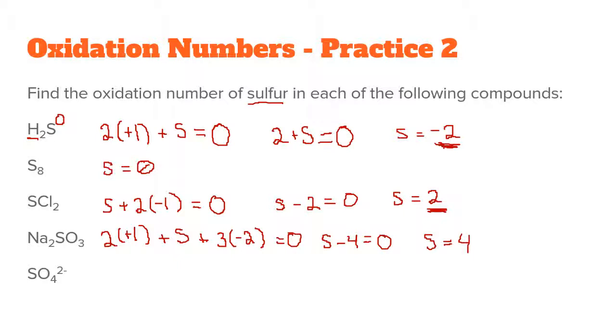Now for this last one, again, we don't know sulfur. We have 4 oxygens. Oxygen always has a -2 oxidation state. And this time we're not equaling 0 because it's no longer a neutral molecule. It's the polyatomic ion with a -2 charge. So the sum total equals -2. So we're seeing sulfur minus 8, 4 times -2, equals -2. So sulfur must have an oxidation state of +6.